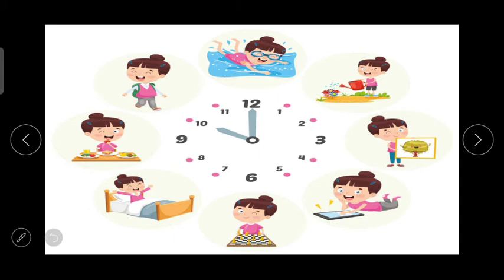So we study in our classrooms, we return home, then we go to the playground to play in the evening. We have dinner, brush our teeth again and go to sleep.